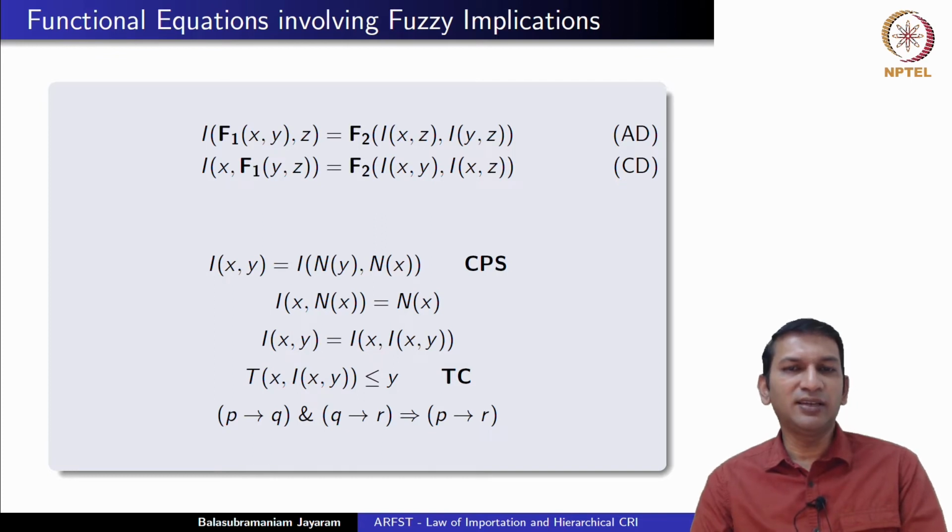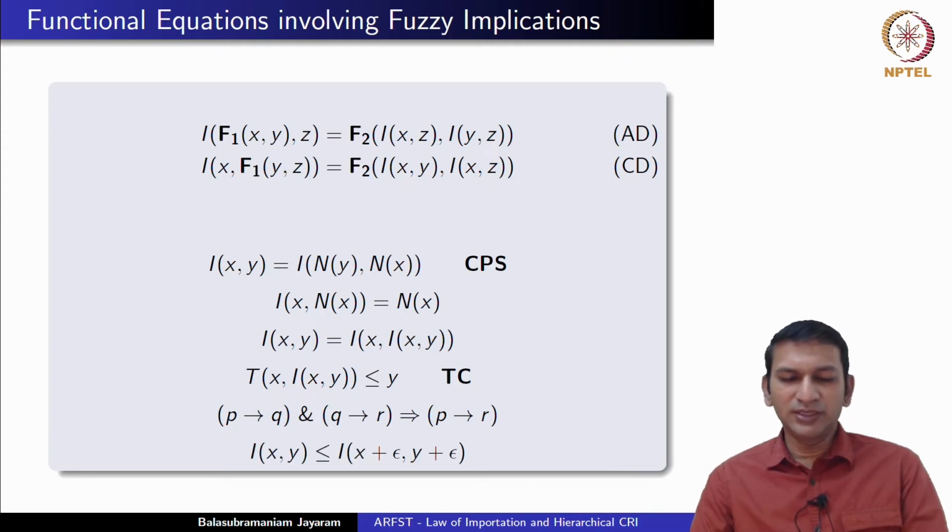It is essentially chaining inferences. P implies Q and Q implies R implies P implies R. So in some sense, it is a transitivity property. It is just what is called a hypothetical syllogism in the usual logic setting. There is also this inequality, I of x,y less than or equal to I of x plus epsilon, y plus epsilon for admissible epsilons. This is called a specificity property. So we have these many different functional equations involving fuzzy implications and often another binary operation or unary operation.